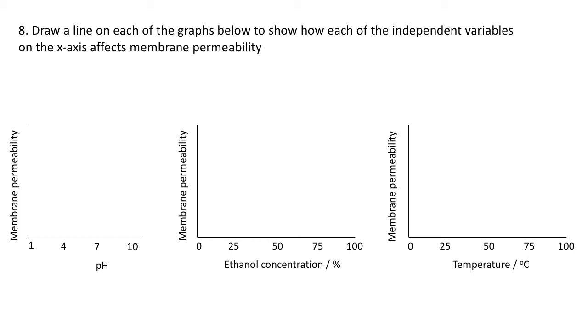So question 8 relates to the graphs below. So in each of them, membrane permeability is on the y-axis, and there's a different independent variable for each on the x-axis. So you have to just plot a line for each. So pause and do that, and then we'll go through the answer.